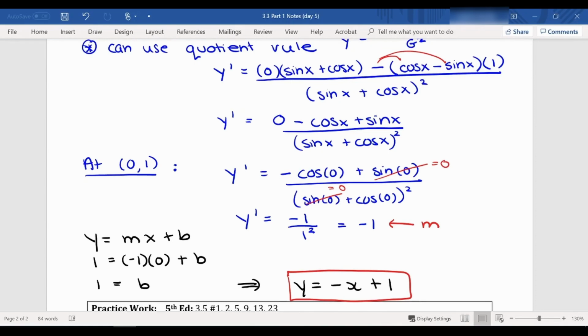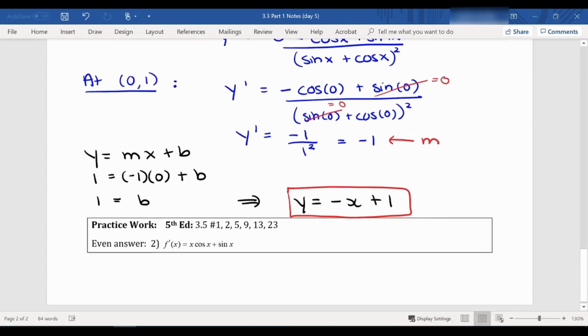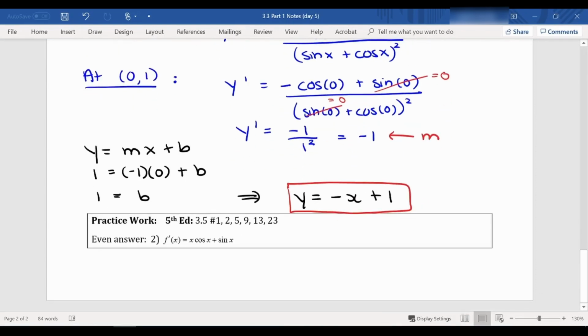Okay. Again, at the bottom of our notes, you'll see some practice questions, just a few from your 5th edition today. And we will continue doing some more of these derivatives tomorrow.